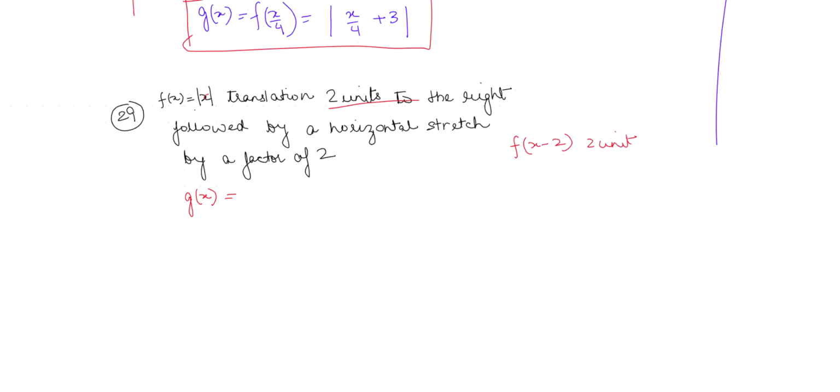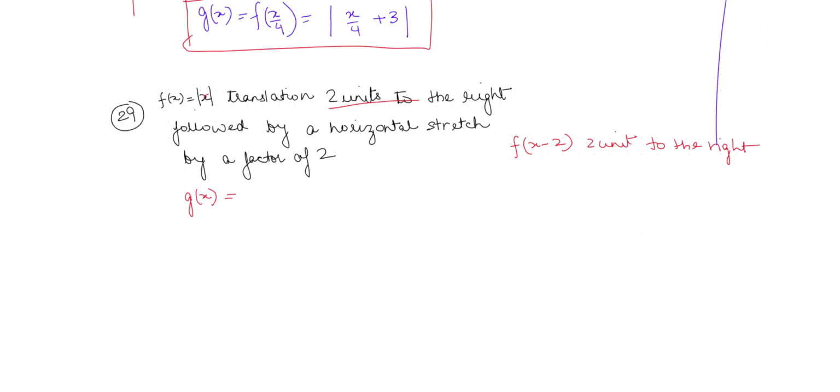If it is a horizontal stretch, we cannot do the horizontal stretch first and then 2 units right. It will give a different answer. So 2 units to the right will give f of x minus 2. Now whatever we have got, then it is a horizontal stretch.